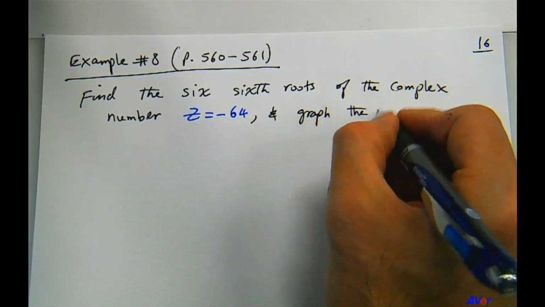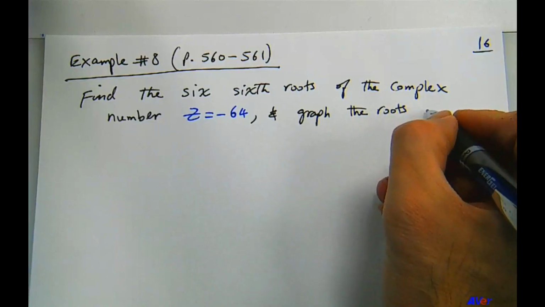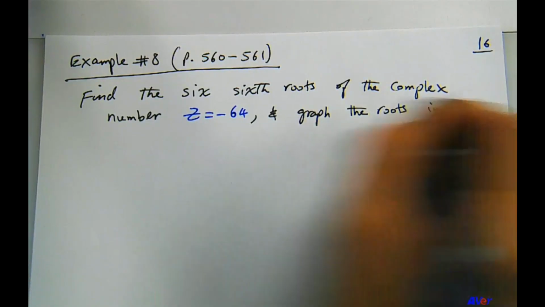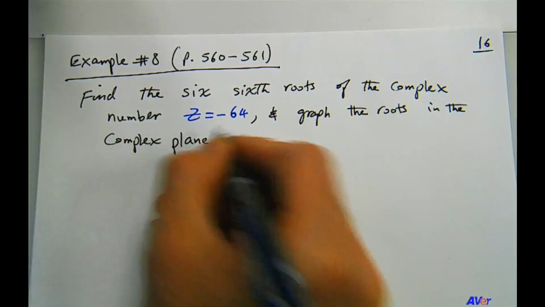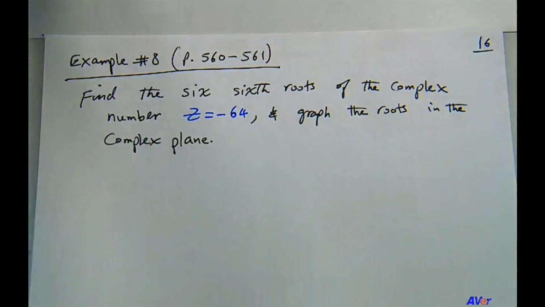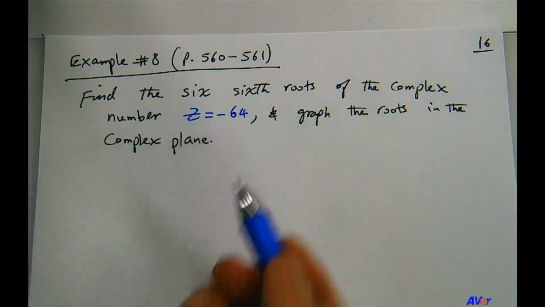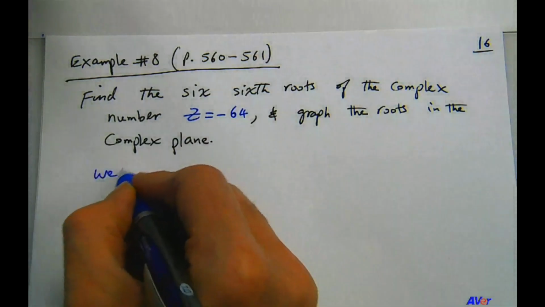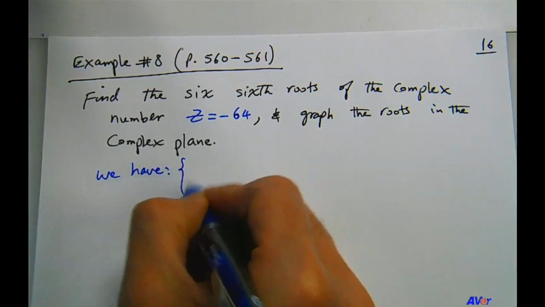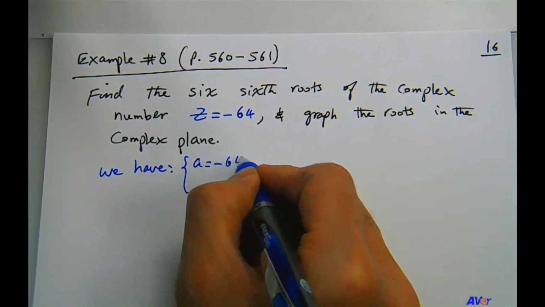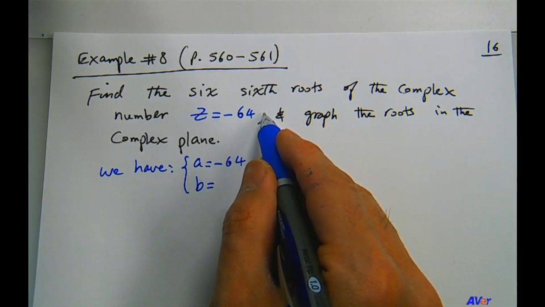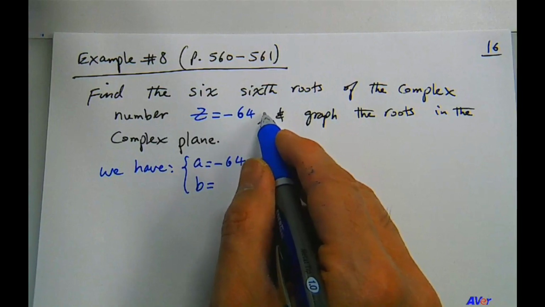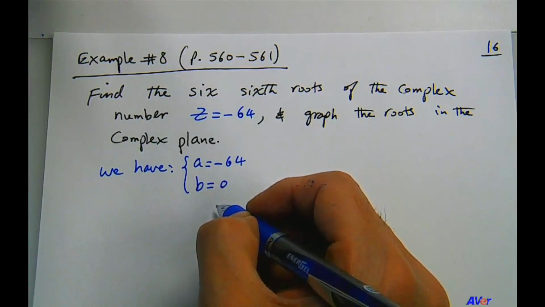And graph the roots. We're asked to graph the roots in the complex plane for this complex number. So what do we have? We have A, which is negative 64. We have B. B would be the coefficient of the imaginary part, right? There's no imaginary part, so B is equal to 0.